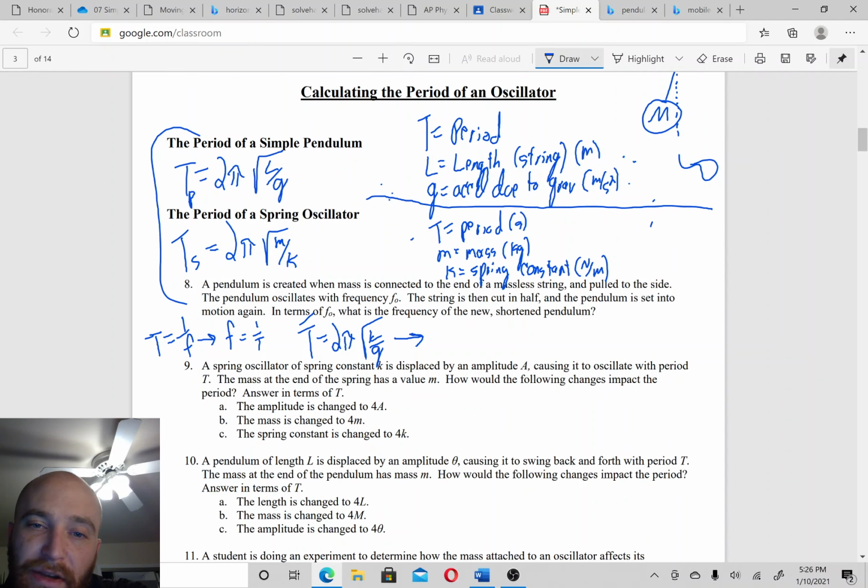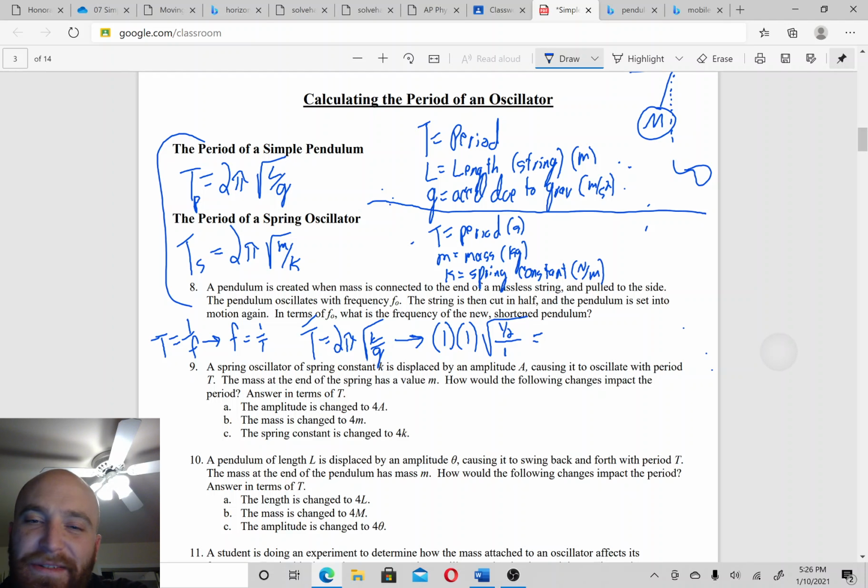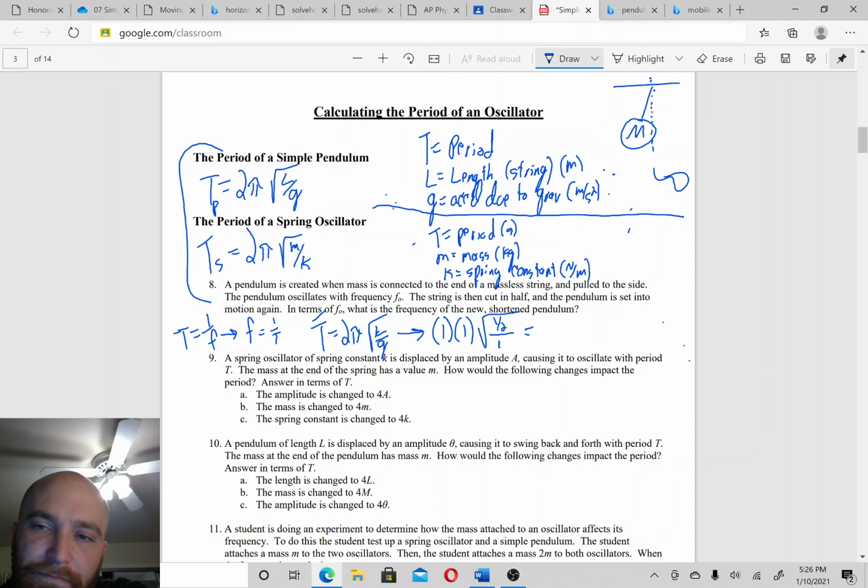Times the square root of, it sounds like we halved the length of the string. And did we change the value of gravity? No. So I'm going to replace that with a 1. And what do you end up with? 1 times 1 is 1, times the square root of 1/2. Basically, there's a lot of fillers and placeholders here. You get the square root of 1 over 2, which is 1 over rad 2.